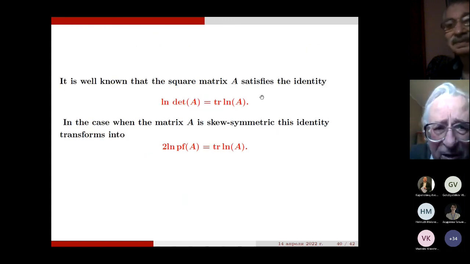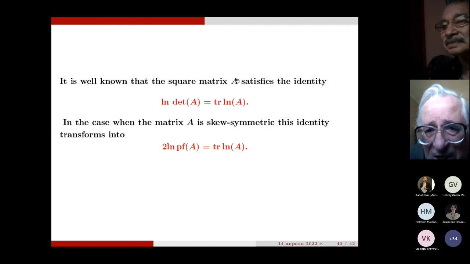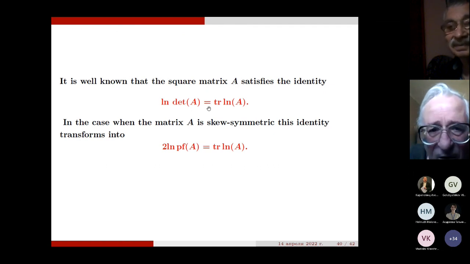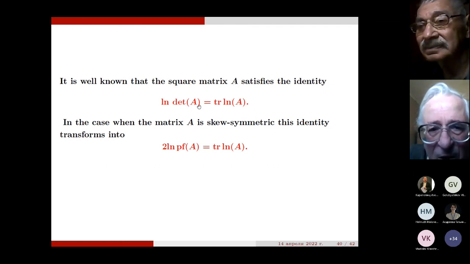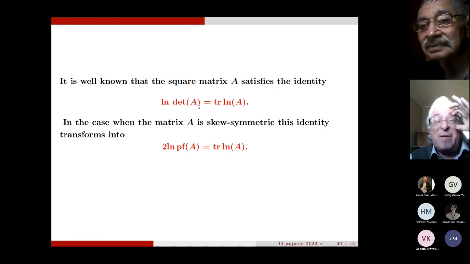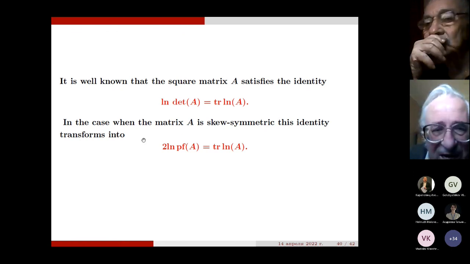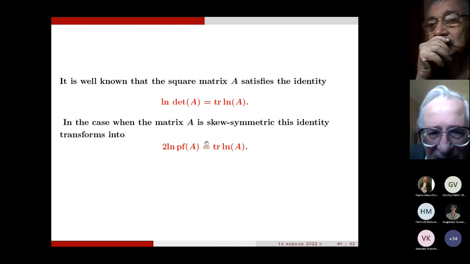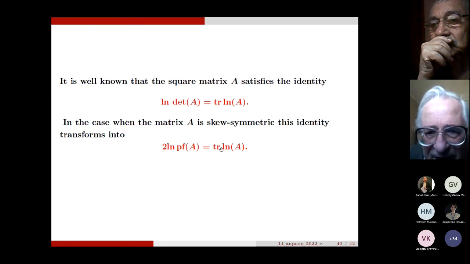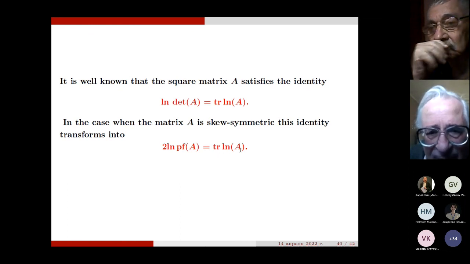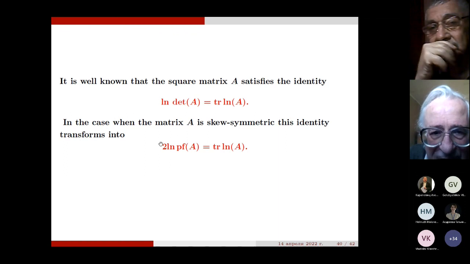It is well known that a square matrix, just the usual square matrix, satisfies the following identity: if we take the logarithm of the determinant, this is the same as the trace of the logarithm. In the case when this matrix A is skew-symmetric, this identity has the following form. Again, we have here the trace of the logarithm, but in the left-hand side we have 2 multiplied by the logarithm of the Pfaffian.